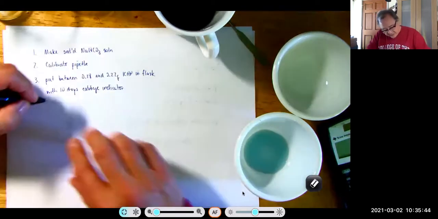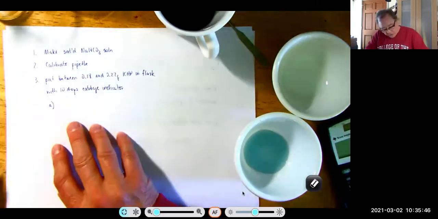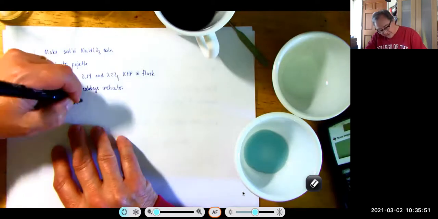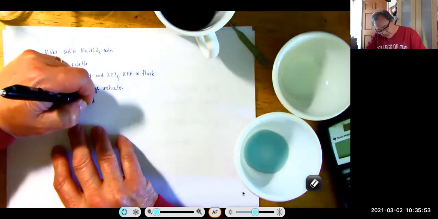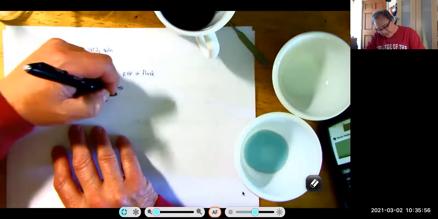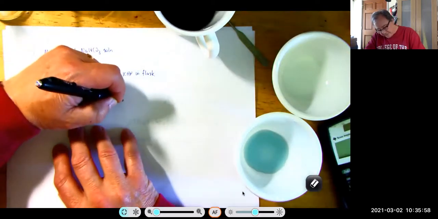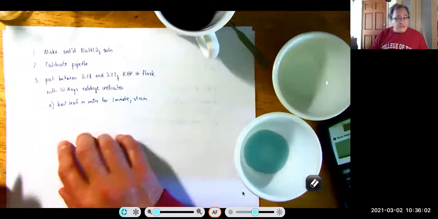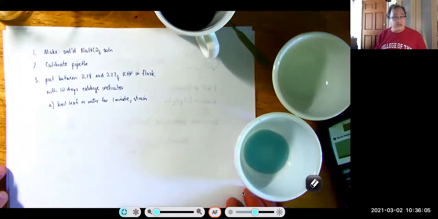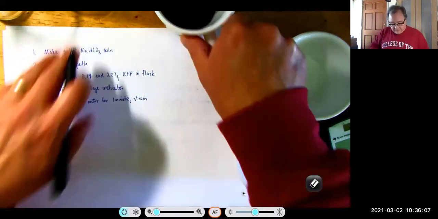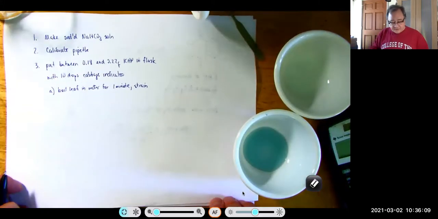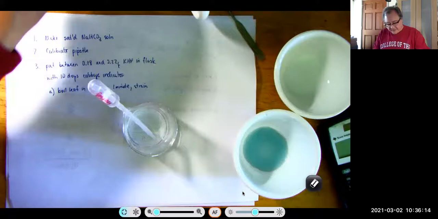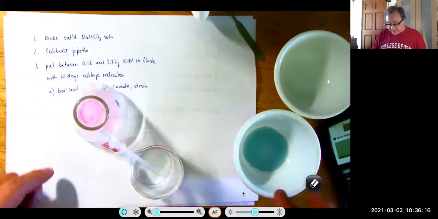And maybe I could put a little thing here about the cabbage indicator. Boil a leaf in water for 1 minute, and then strain. You want to have a really, really deep, dark colored solution. Okay, so that's what we've done so far. So now we titrate our sample until it turns this color.